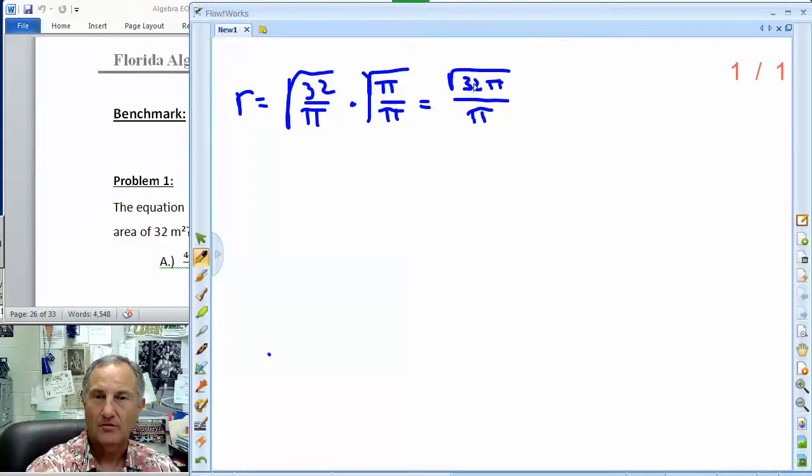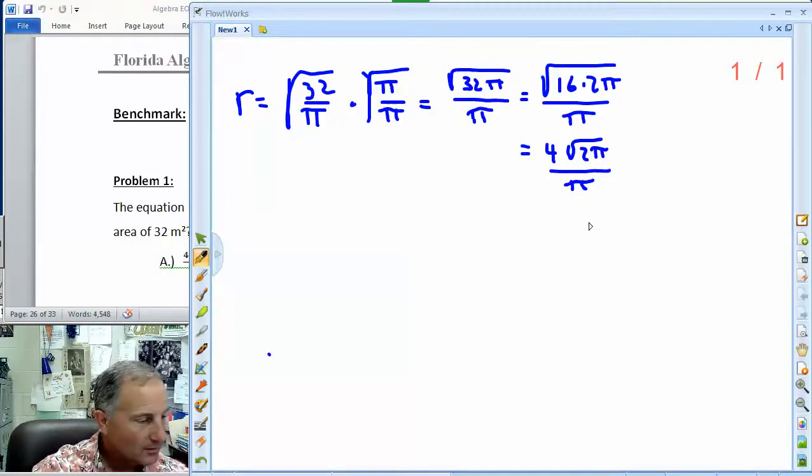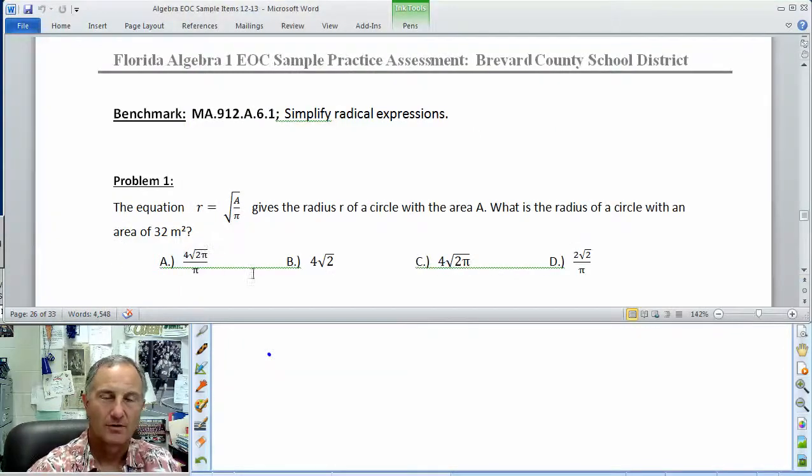And then 32 is 16 times 2. Remember, that makes 16 the biggest perfect square that goes into 32. We can take the square root of the 16. It's 4. The 2 pi stays inside. And we get 4 square root of 2 pi all over pi. And there you go, it's A. Okay, we look back here. Boom, there it is right there.